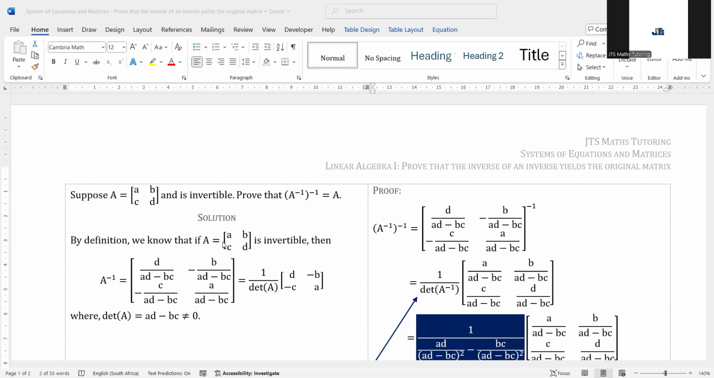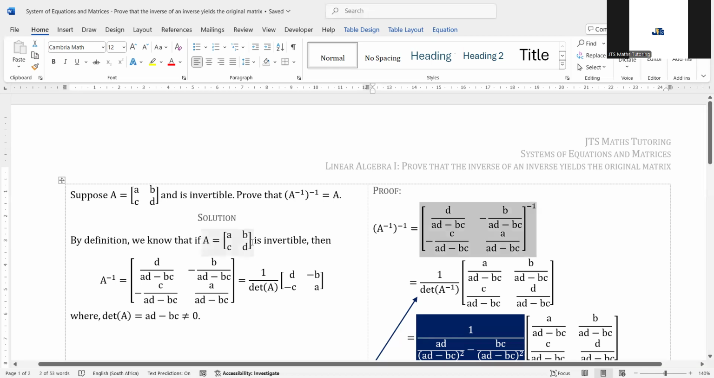So by definition, we know that if A is a 2 by 2 matrix with the entries a, b, c, d, and is invertible, then what I'm highlighting right here is the inverse of A. So we want to take the inverse of this and see if we are going to arrive at A. This is where we are right here. So this is going to be 1 over the determinant of the inverse of A.